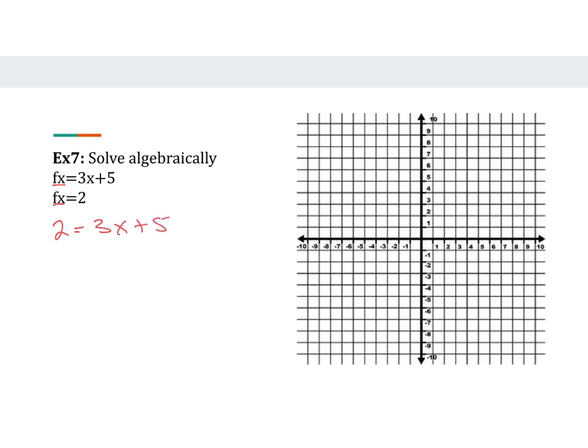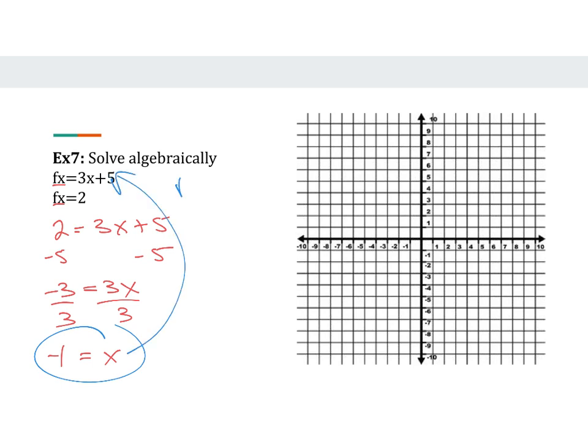Then we'd go ahead and go through the process here of getting x by itself. So we're going to subtract 5 first, and we get -3 is equal to 3x. And then if I divide by 3, then we get -1 is equal to x. Knowing that -1 is equal to x, I can now go ahead and plug that into my equation. And if I evaluate f of -1, we get 3 times -1 plus 5, which is going to be -3 plus 5, or positive 2. So I have the answer of the point (-1, 2). All right, that's the algebra approach.